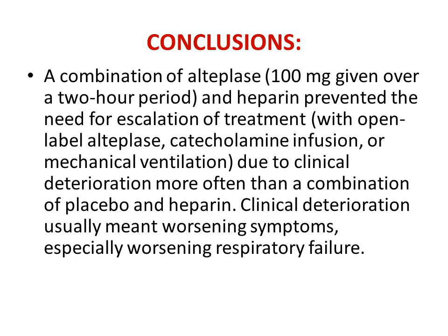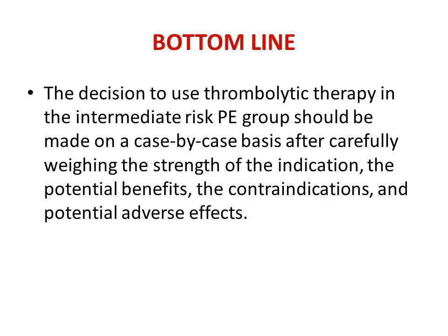for escalation of treatment, with open-label alteplase, catecholamine infusion, or mechanical ventilation, due to clinical deterioration more often than a combination of placebo and heparin. Clinical deterioration usually meant worsening symptoms, especially worsening respiratory failure. Bottom line: the decision to use thrombolytic therapy in the intermediate risk PE group should be made on a case-by-case basis after carefully weighing the strength of the indication, the potential benefits, the contraindications, and potential adverse effects.